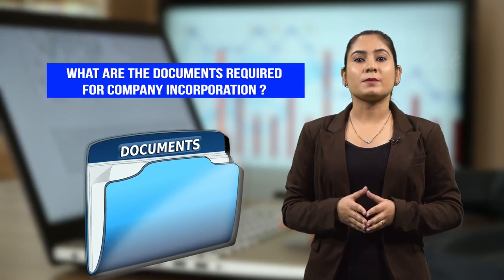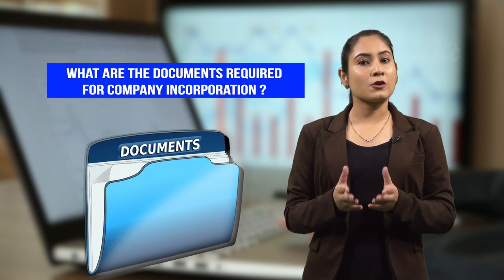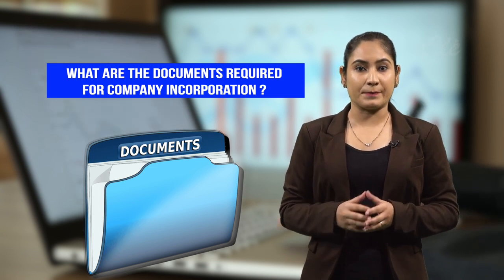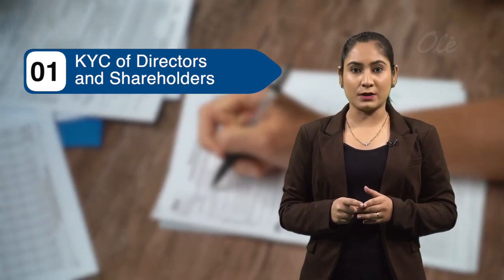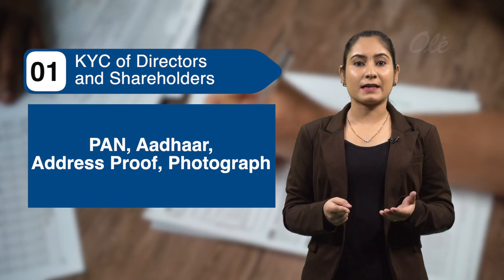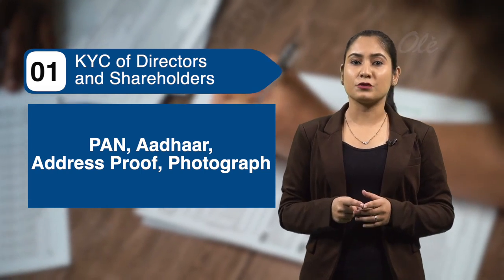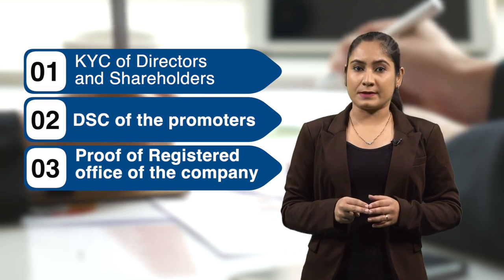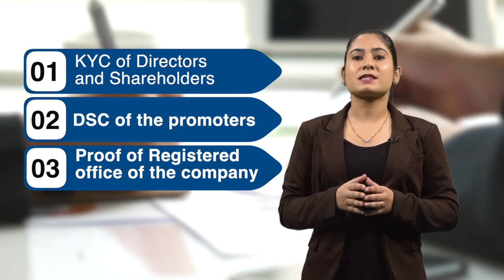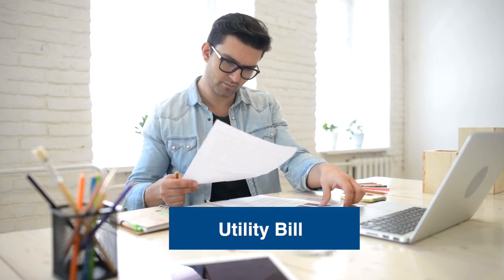What are the documents which will be required for incorporating a private limited company? Number 1, KYC of the directors and the shareholders. This will include your PAN card, Aadhaar card, address proof, photograph. Second, DSC of the promoters. Third, proof of the registered address of the company. For this, you are required to provide a utility bill.